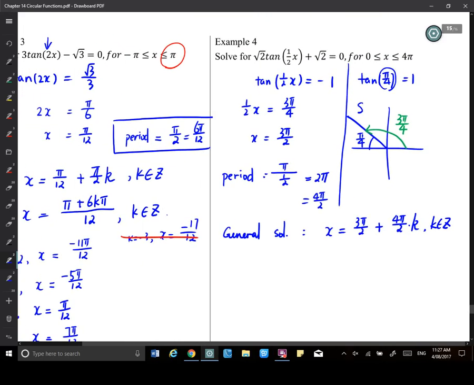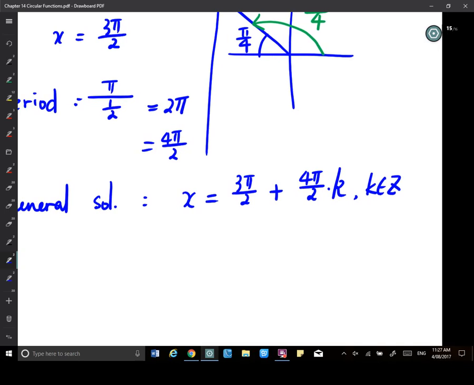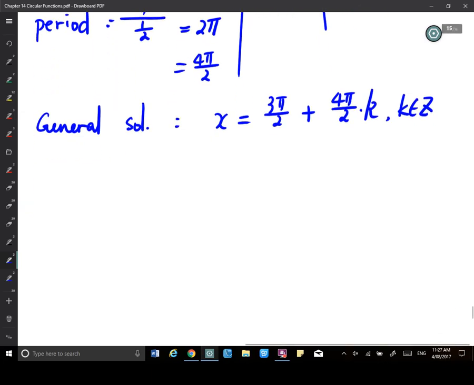I can't see it. Well, you have k belongs to Z, everyone. That's important, k belongs to Z, because if I release it, you can't see it. Then I make it the same denominator: that's 3 pi plus 4k pi over 2, where k belongs to Z.